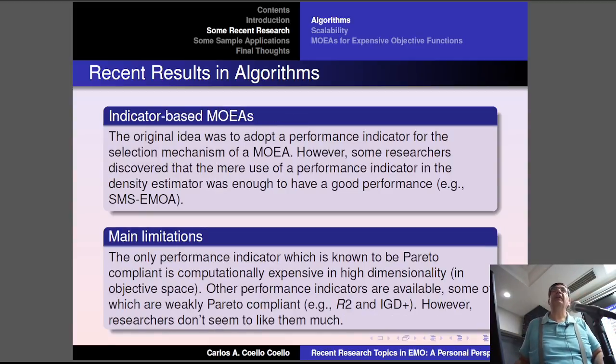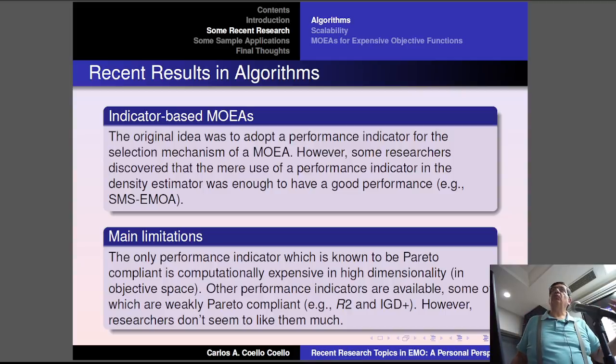The last paradigm is perhaps the most interesting. In this one, the idea is that instead of using Pareto optimality, I use something else. In this case, it's a performance indicator. Performance indicators are normally used to assess performance, as the name indicates. That is to say, for example, I have algorithm A and algorithm B that are being tested on a set of common problems, and I want to know if algorithm A has a better performance than algorithm B. So these are like metrics to assess performance.